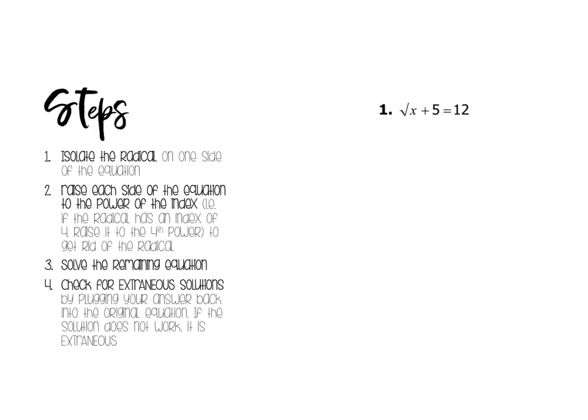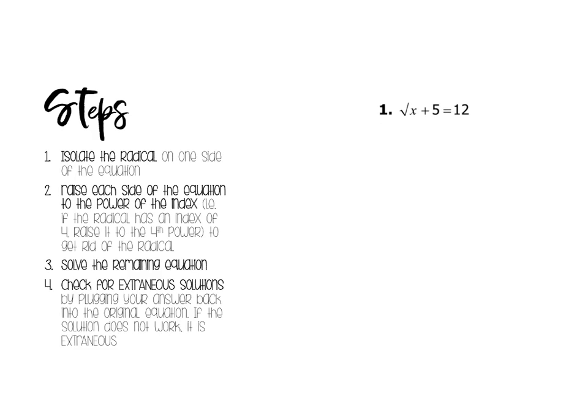The third step is to solve the remaining equation either by standard solving or sometimes you'll have to factor. And the fourth step is to check for extraneous solutions, and that means that you're plugging your answer back into the original equation. If the solution doesn't work in the original equation, that means that it's extraneous. So let's look at example 1.